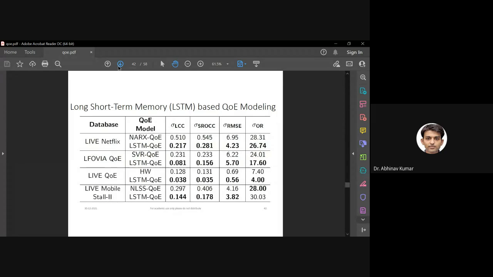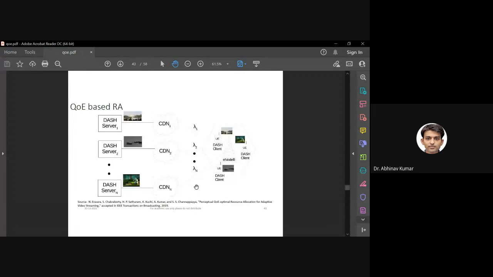So we were able to show it is indeed so. Here we are just comparing with whatever is the best available. Either LSTM QoE was the best for that particular database, or it was the second best, typically. It's only on one metric, for example, for the LIVE Mobile Stall2 database, the NLSS QoE, the standard deviation of OR was lower than ours. But by and large, the proposed LSTM QoE was really competitive at that point of time.